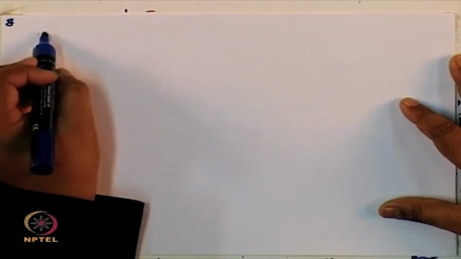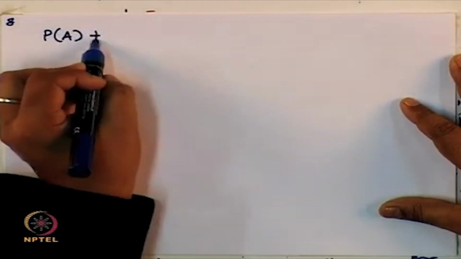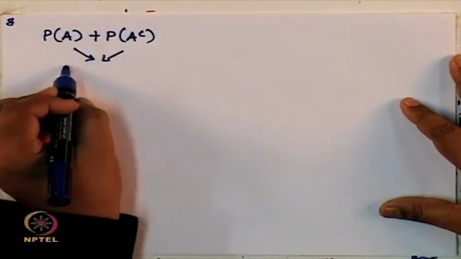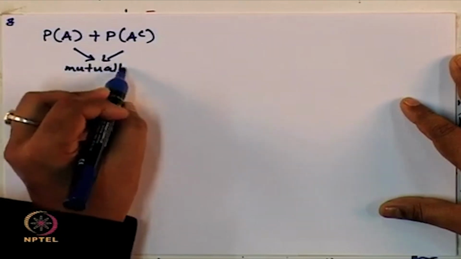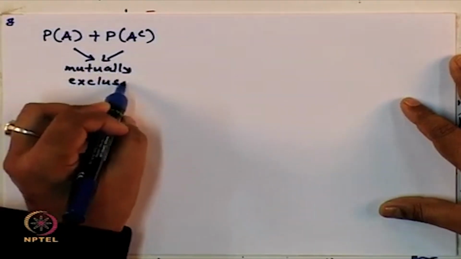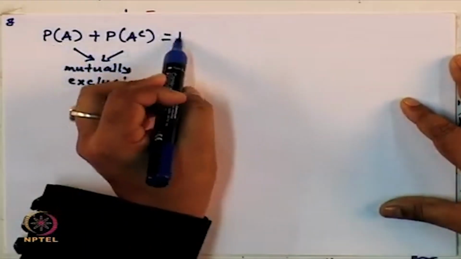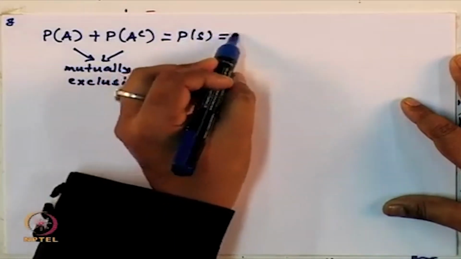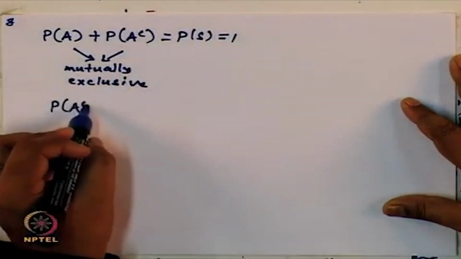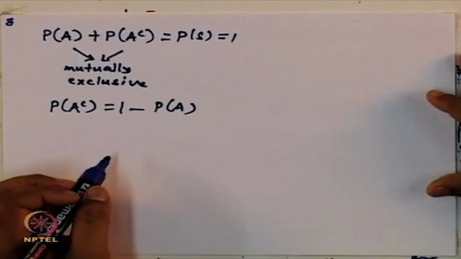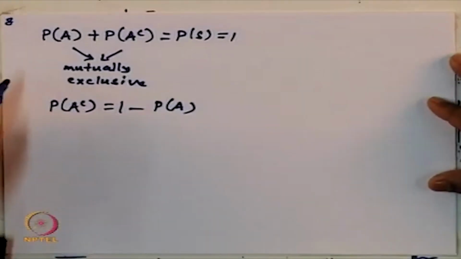The next thing I can write, for A and A complement, is the probability of A plus the probability of A complement. These events are mutually exclusive, but together they span the entire sample. So, this is nothing but the probability of the sample space itself, which is equal to 1. So, I can write the probability of A complement is equal to 1 minus the probability of A. So goes the few formulas that we have derived.